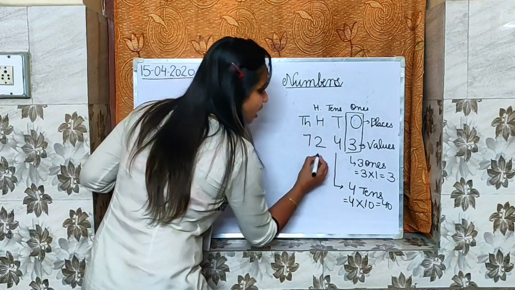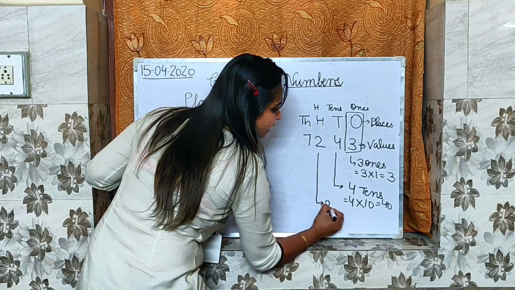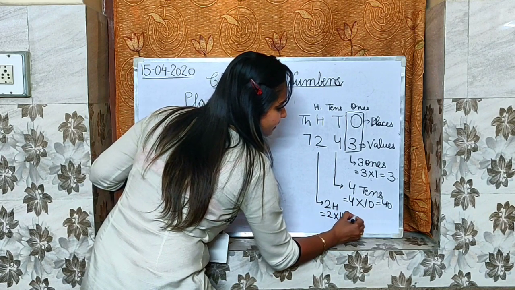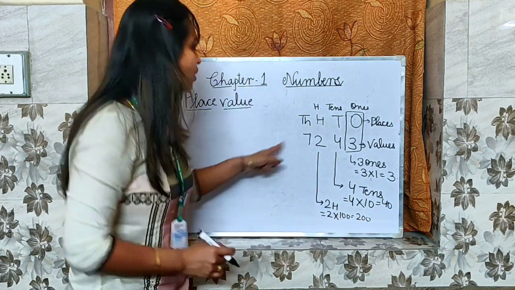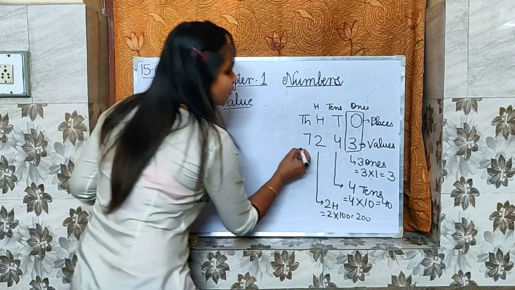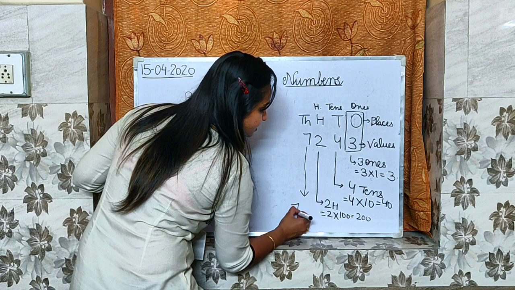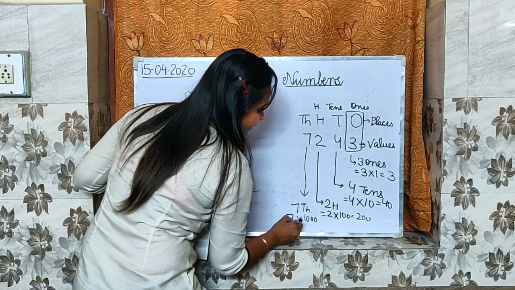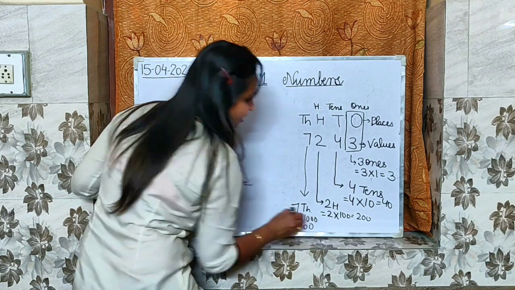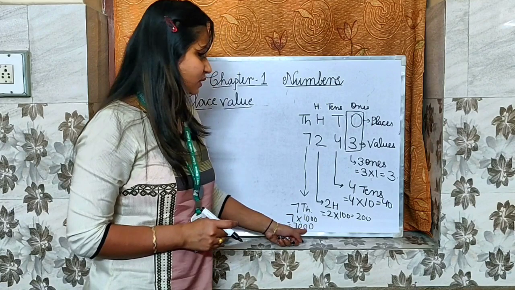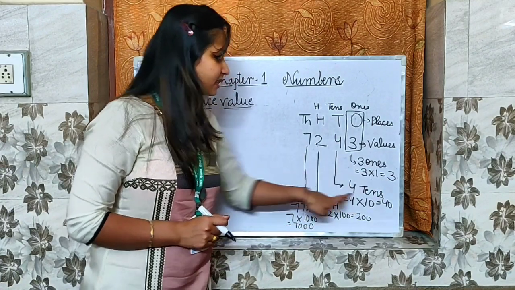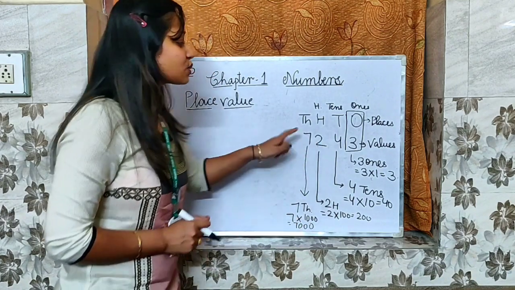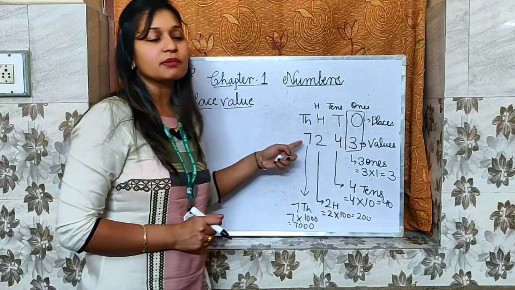Moving to next number, 200. How do we write 200? It is 2H, which is 2 multiplied by 100, that is 200. So this is how our place values are formed. Moving to next number, 7 thousands, or 7 multiplied by 1000, that is equal to 7,000. This is how again our place value is formed. 3 ones, 4 tens, 2 multiplied by 100, 200, 7 multiplied by 1000, 7,000. So everywhere we are multiplying with the number concerned.